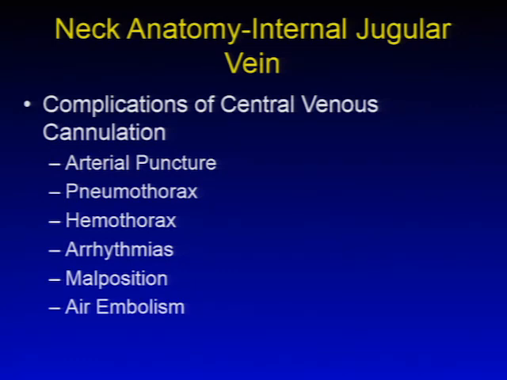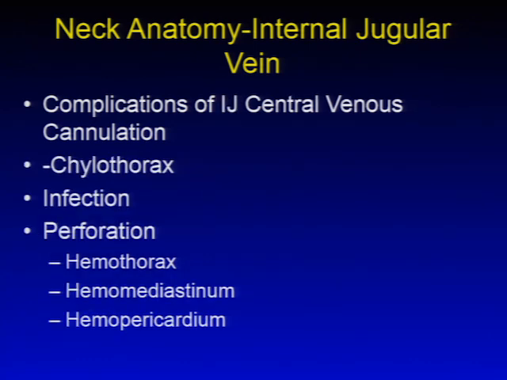Complications of central venous cannulation of the internal jugular vein include the potential for arterial puncture, pneumothorax, hemothorax, arrhythmias, malposition, air embolism, chylothorax, infection, and perforation of the internal jugular vein, which may lead to hemothorax, hemomediastinum, or hemopericardium.